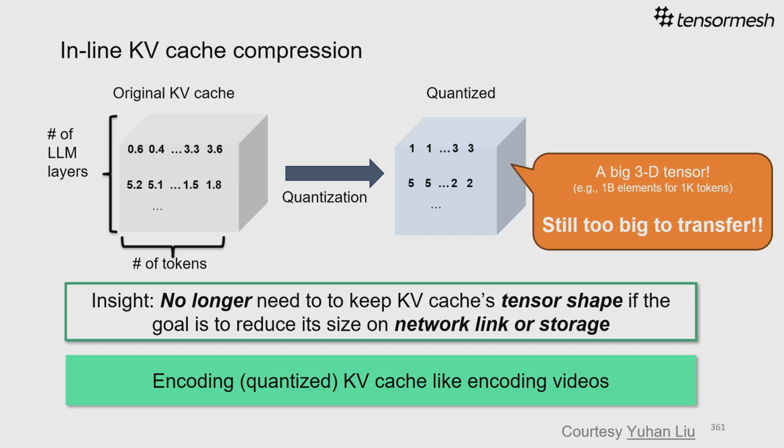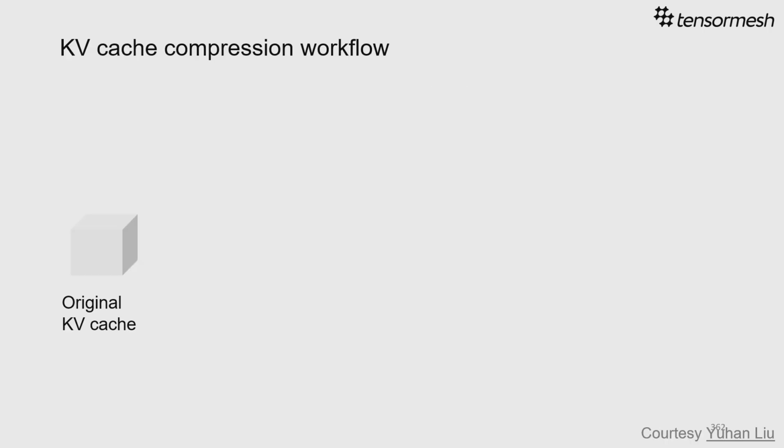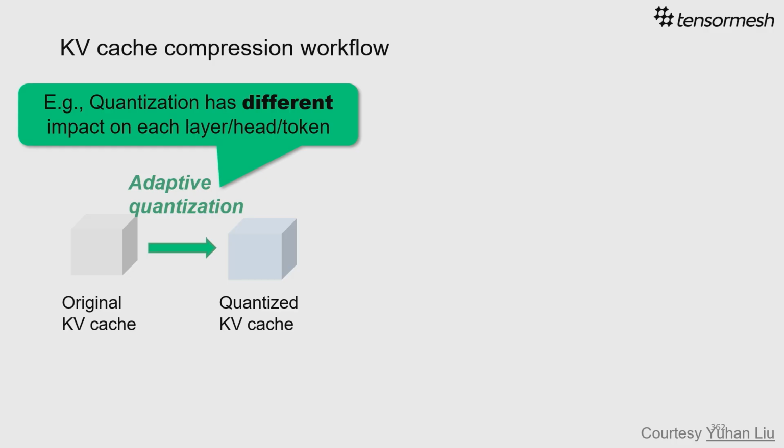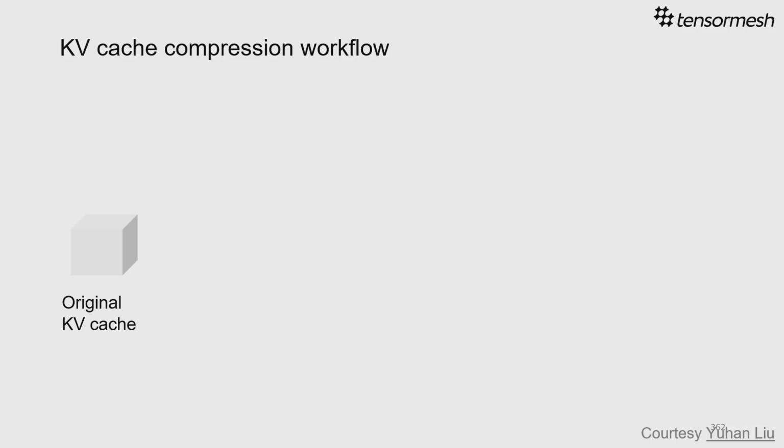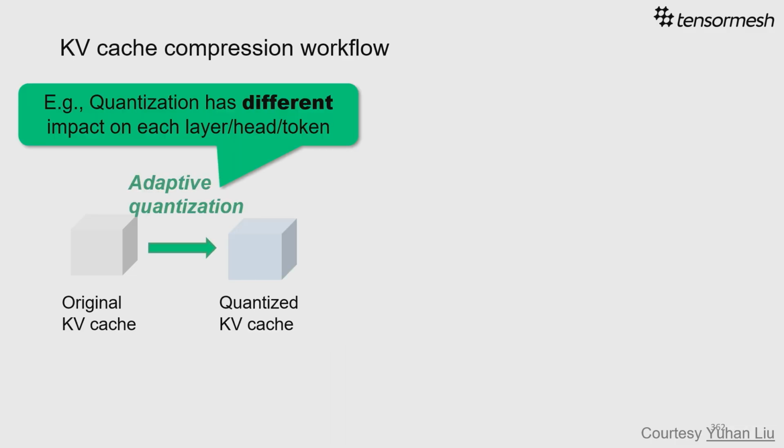Think about this. People never store video in MP4 format in 3D tensors. It's bit streams. People never stream videos over the network using 3D tensors. It's bit streams. So usually the workflow of KV cache compression is like this. You do quantization, and there are different KV cache quantization mechanisms out there. You probably have heard of this thing called TurboQuant. TurboQuant is one typical technique for KV cache quantization. There are good stories and bad stories about that, but it's a very typical technique for quantizing KV cache.